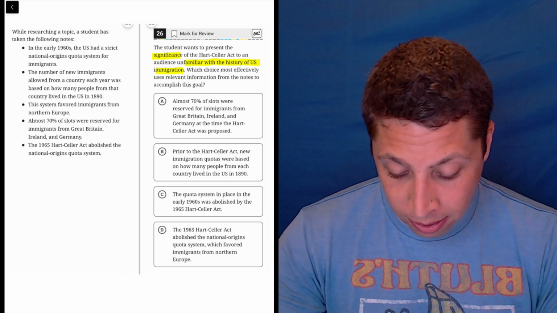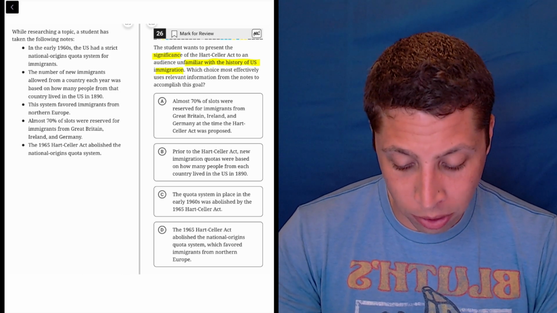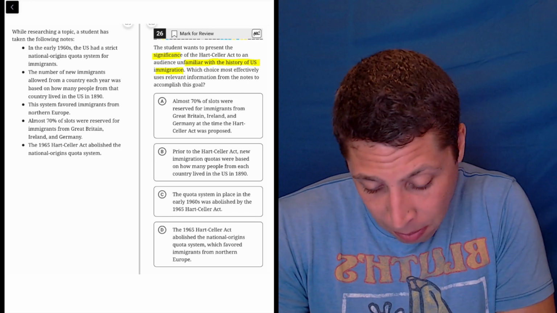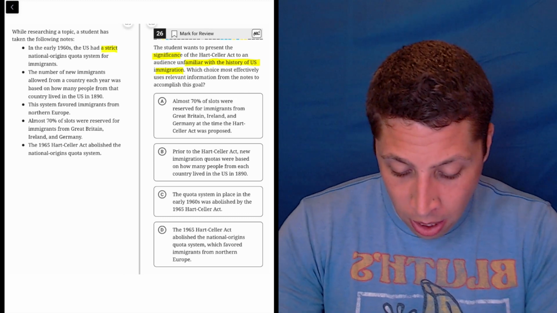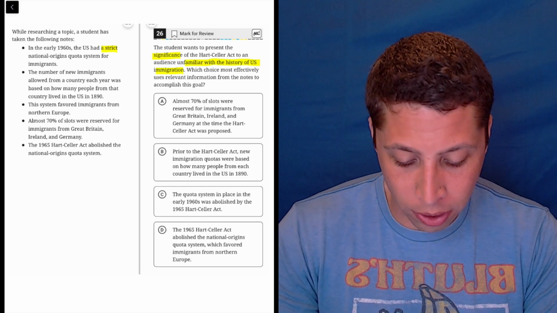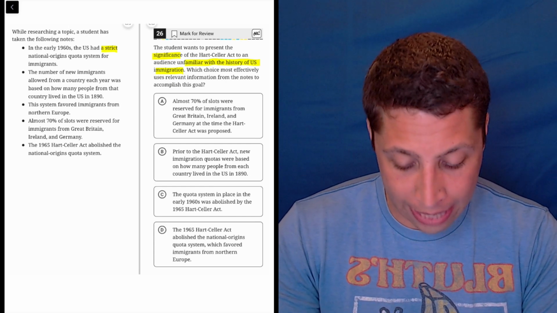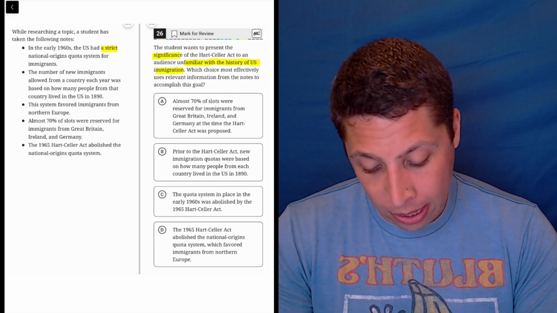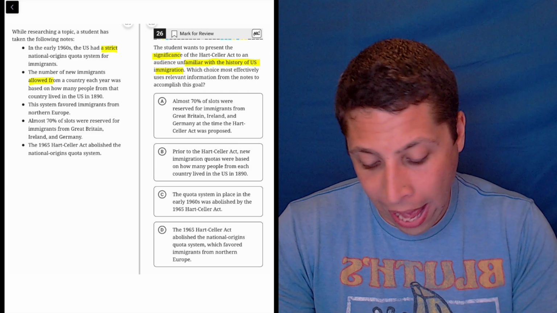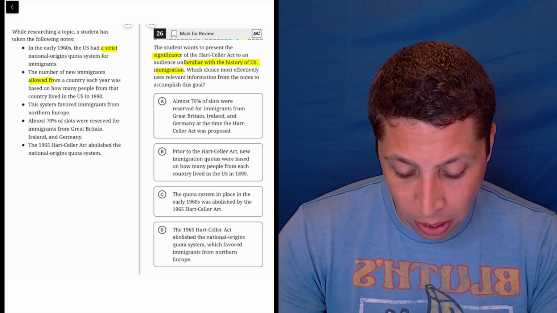In the early 1960s, the U.S. had a strict national origins quota system for immigrants. Okay, but if I didn't know about the immigrant system, that seems maybe important, right? It's a strict system. The number of new immigrants allowed from a country each year was based on how many people from that country lived in the U.S. in 1890. So, okay, so a certain number was allowed. Let's just leave it at that. The system favored immigrants from Northern Europe.